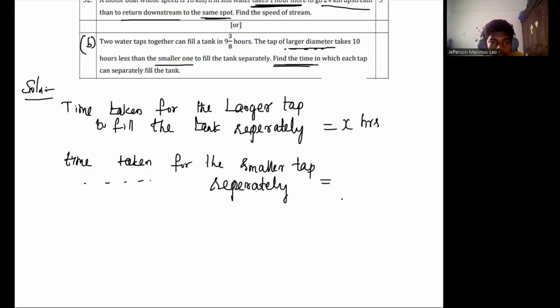Ma'am, x plus 10. Very good. X plus 10. Correct. So suppose in the first line, if you take x for the smaller one, the larger one is x minus 10. Okay, ma'am. So we can try either way.